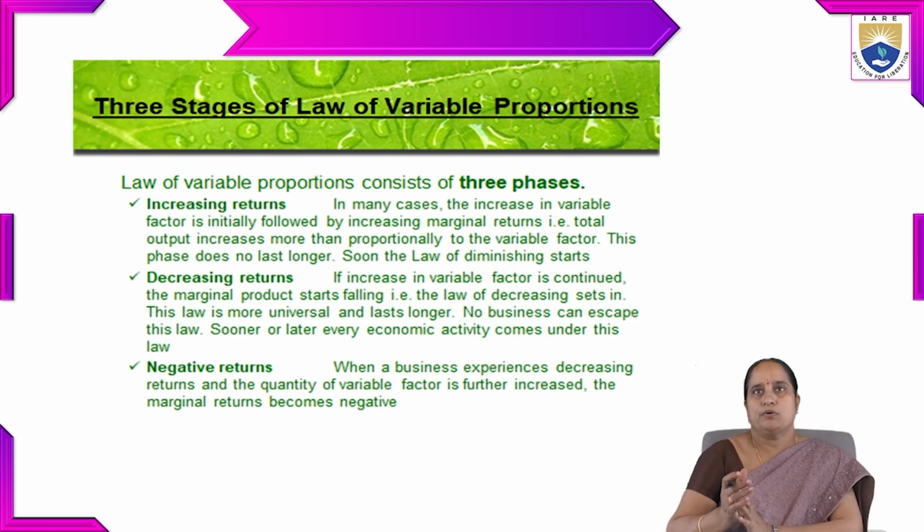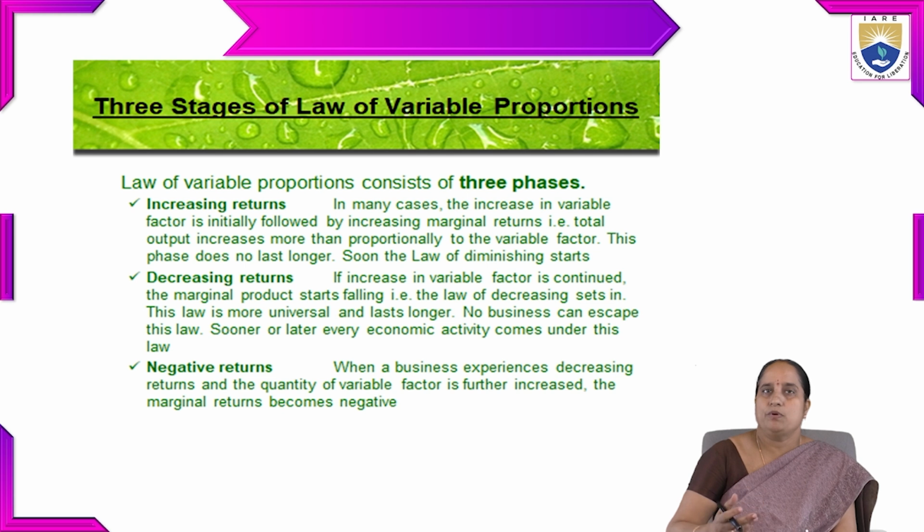The stages of the law of variable proportion are three phases. The first one is increasing returns. In many cases, the increase in the variable factor is initially followed by increasing marginal returns, that is, total output increases more than proportionally to the variable factor. And this phase does not last longer.